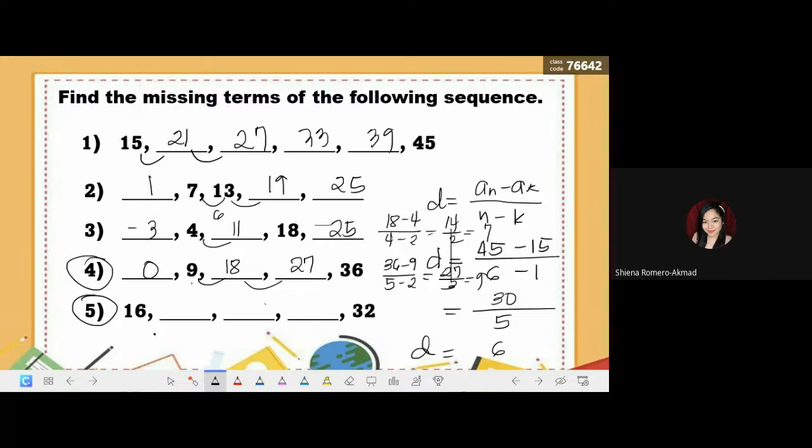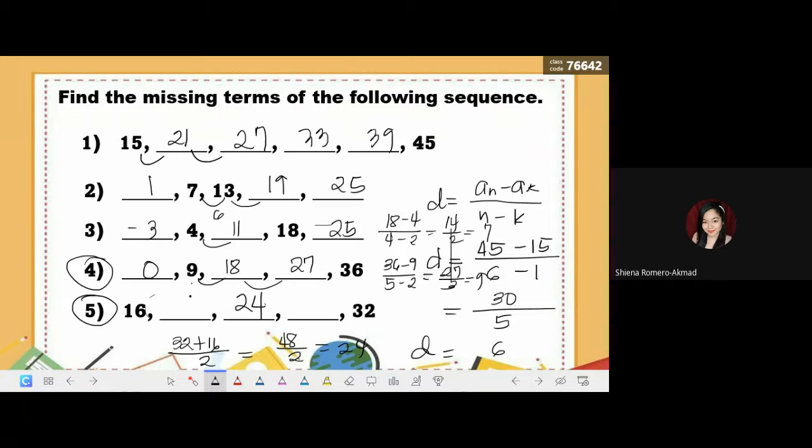Number 5. Ano yung difference on 25? Gumamit kayo nung i-add tapos divide by 2. Tama ba? So, 32 plus 16 divide by 2. 48 divide by 2 is 24. So, ito na siya.